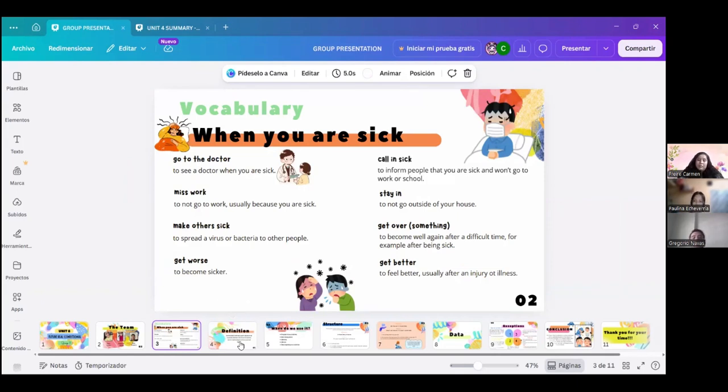On the right side, calling sick means to tell your boss or your school that you are sick and you cannot go. Stay in means to stay at home and not go outside. Get over something means to recover after being sick. And finally, get better means to feel healthy again after an illness or injury. These words are useful because we can use them in the future real conditional.